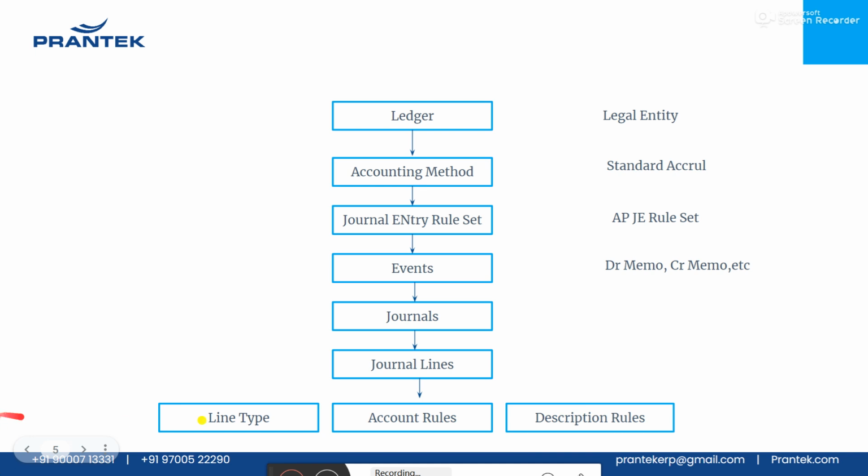Line type, whether it's a debit line or credit line. Account rule: the debit account or credit account, picked from where, retrieved from where? That will be determined by the account rule. Then the description rule. Each general line has a description, a line description.